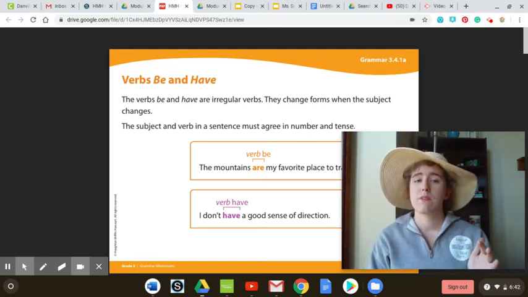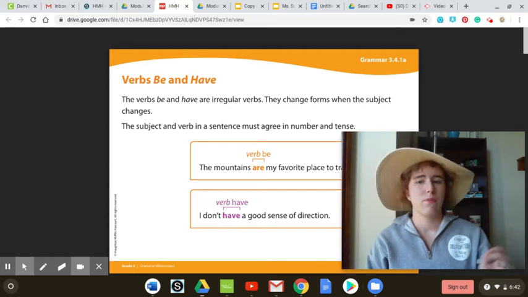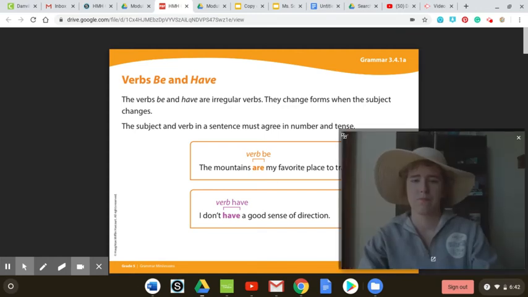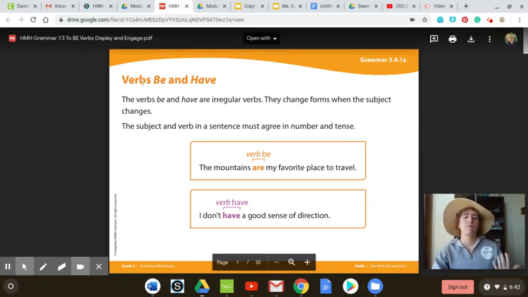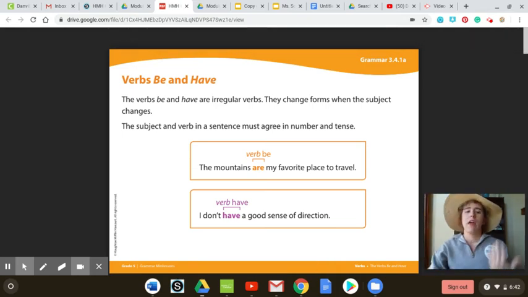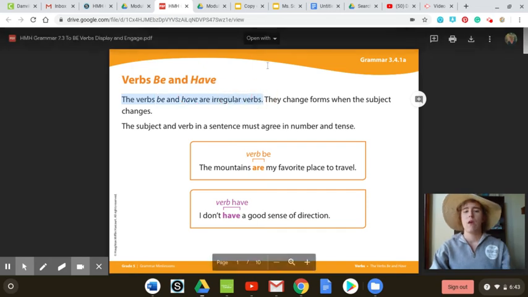So I'm going to do a quick explanation of our grammar activity for today, and then we'll keep moving. All right, so today we're talking about be and have verbs, the verbs be and have. So they are, first things first, irregular verbs, okay?